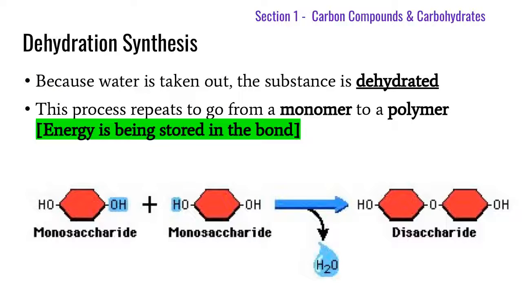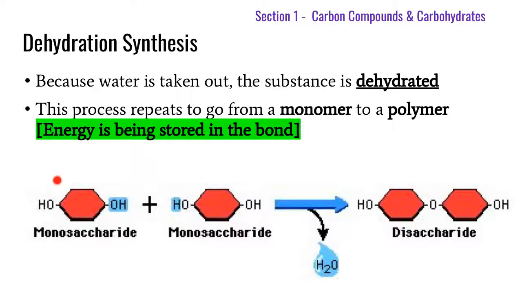Anytime we take water out of something, we say we dehydrate it. Just like if you guys are running around a ton and you're not drinking any water, you become dehydrated because all of your water was taken out. So when you think dehydration synthesis, think about taking water out. So this process can repeat itself and go from a monomer to a polymer actually quite quickly.